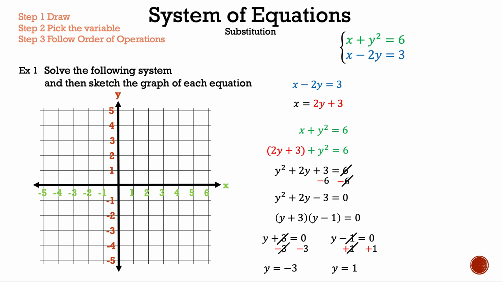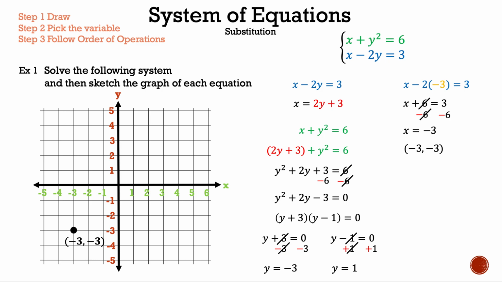Now we know our two outputs. What do we need to find next? We need to find our two inputs. We need to substitute the two outputs into either equation. Let's use x minus 2y is equal to 3. First, let's substitute negative 3 for y. So now we have x minus 2 times negative 3 is equal to 3, and minus 2 times negative 3 is positive 6. So we have x plus 6 is equal to 3. Let's subtract 6 on both sides, and 3 minus 6 is negative 3. So x is equal to negative 3. Now we know our first point, negative 3, negative 3. Let's plot it on the graph, and there we have it.